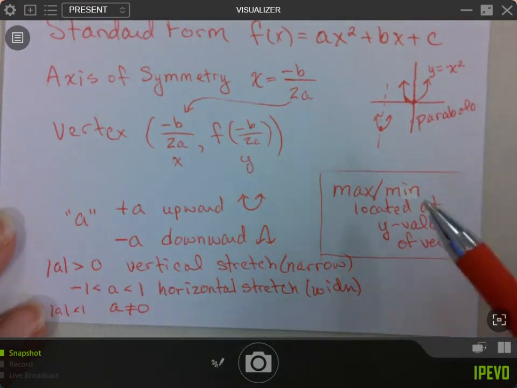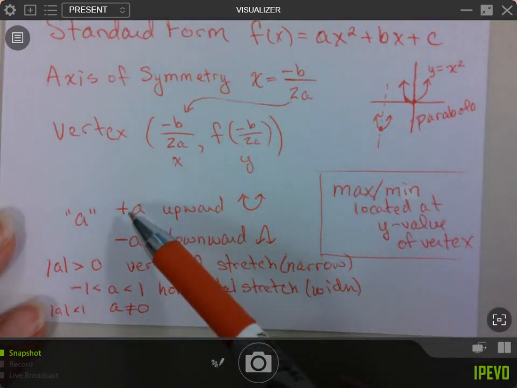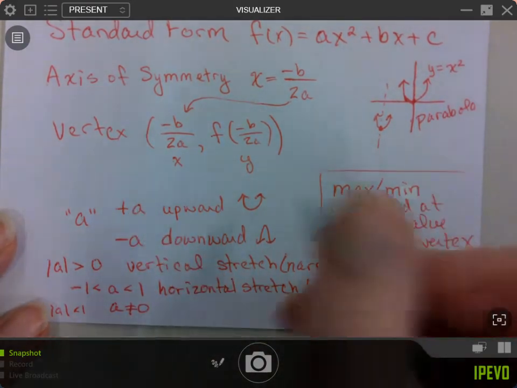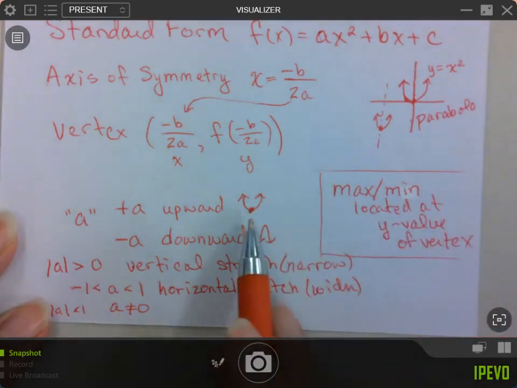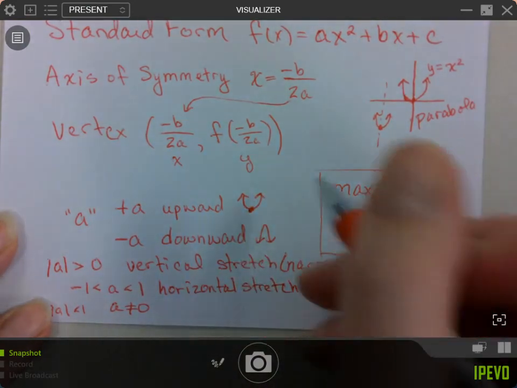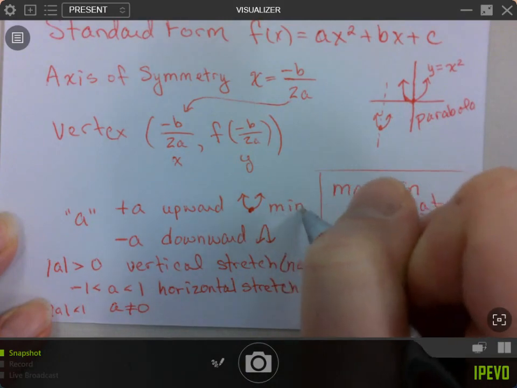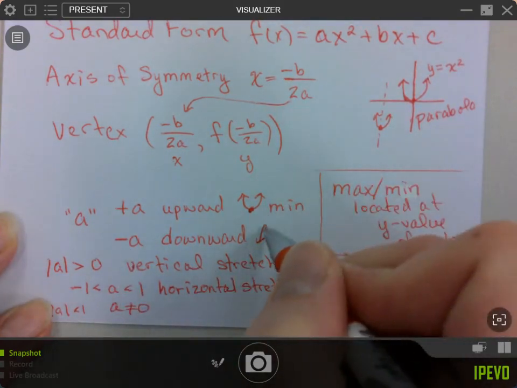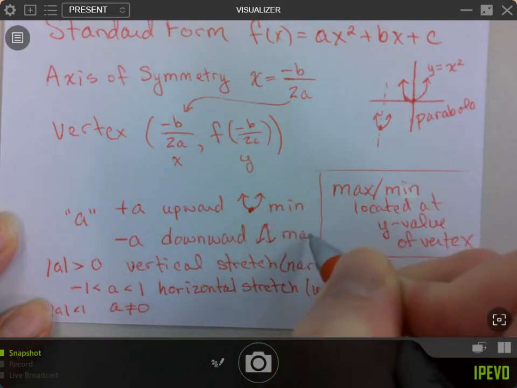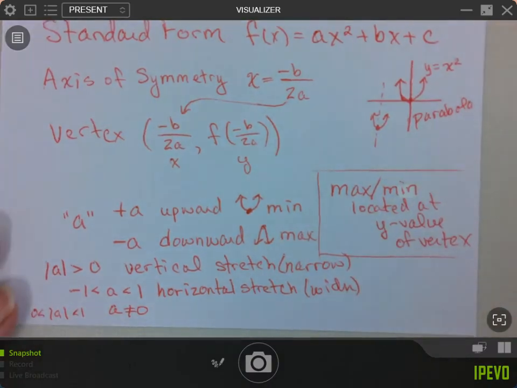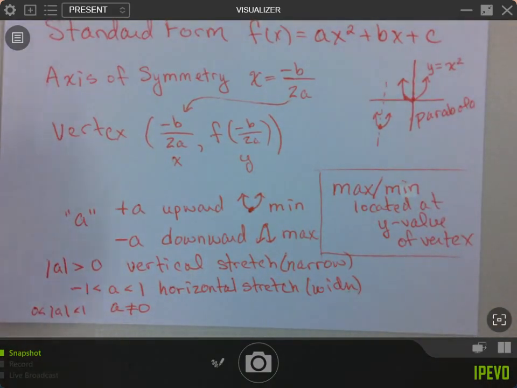I'll know if I have a max or min by whether my graph is going upward or downward. If my graph goes upward, do I have a max or a min at the vertex? I have a minimum. So sometimes it's good to have the visual. If my graph is downward, I have a maximum. All right, so that is your standard form. Any questions on that? Anything I didn't cover that you are questioning?